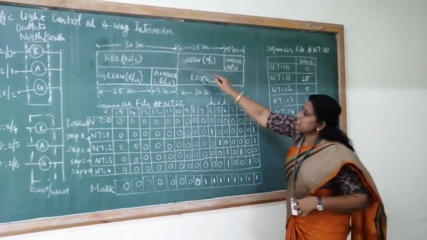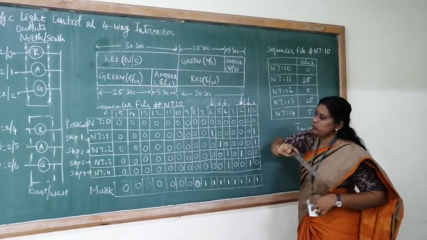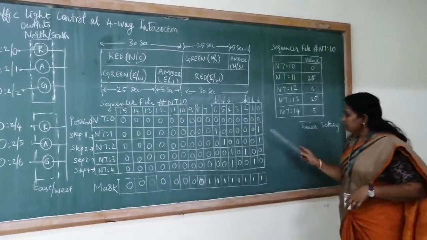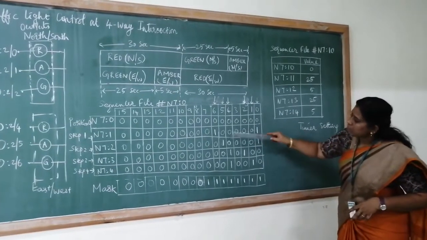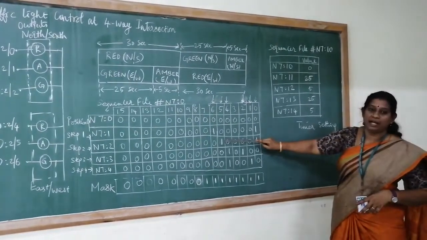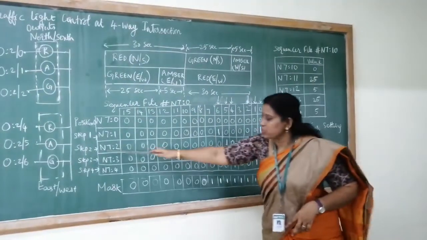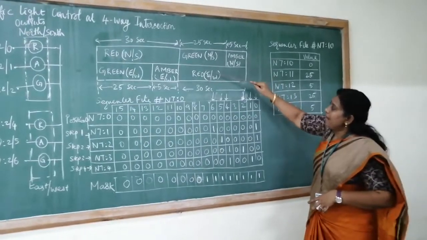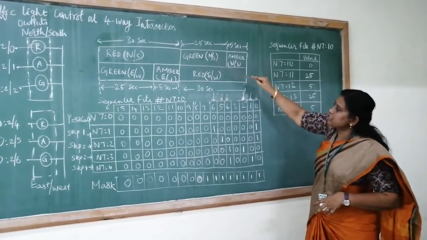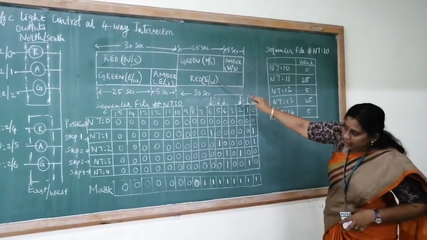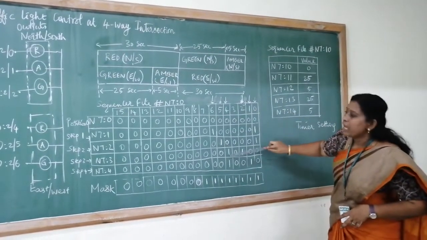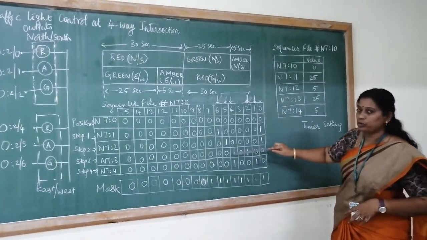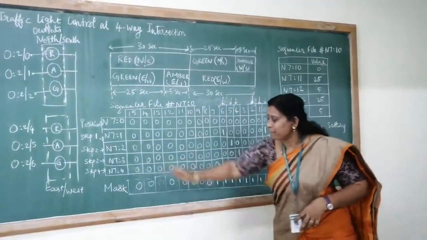Followed by this, the next step is red in north-south and amber in east-west. We have connected the amber in east-west to bit 5, so I am making bit 5 high. I name this step 2. Similarly, for the next step, green in north-south and red in east-west. Red in east-west is bit 4 and green in north-south is bit 2, so I am making bits 2 and 4 high. I name this step 3.